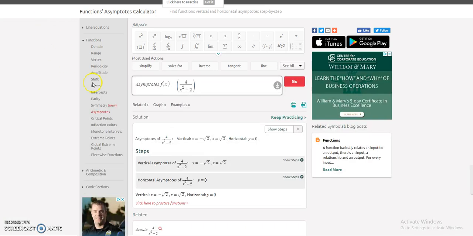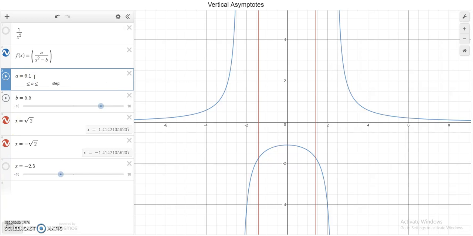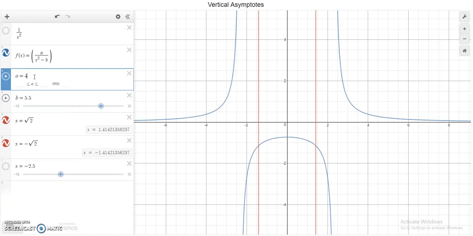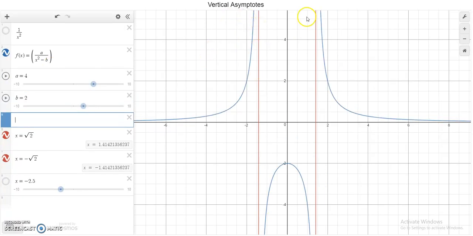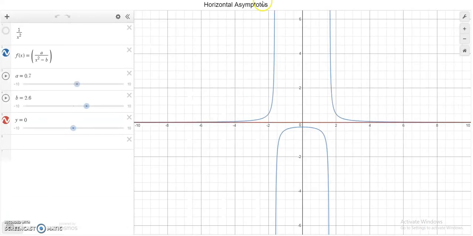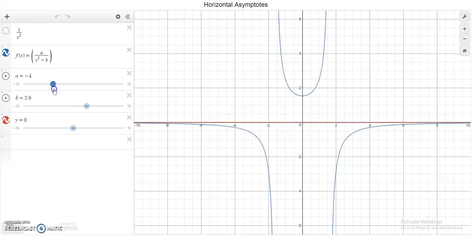So we need to find a number that is a plus or minus so we can have two vertical asymptotes. We're going to go to Symbolab and just plug in 4 as A and 2 as B. It shows our vertical asymptotes will be x equals negative square root of 2 and x equals square root of 2. If we go back to Desmos and plug in A as 4 and B as 2, we can see that our two vertical asymptotes, plus and minus square root of 2, satisfy.